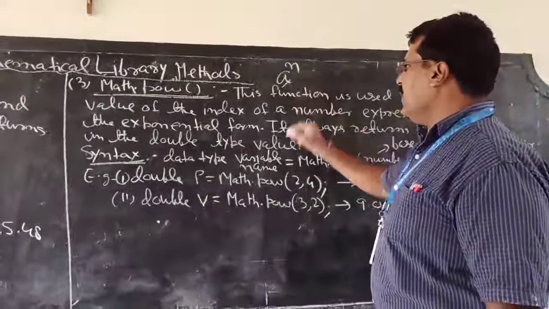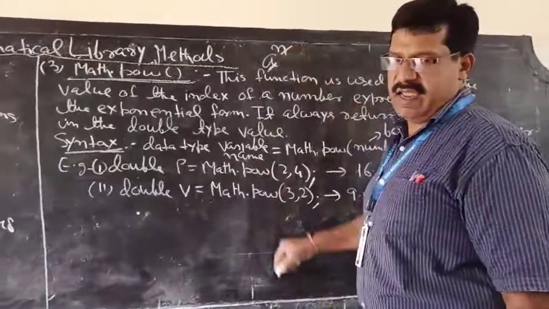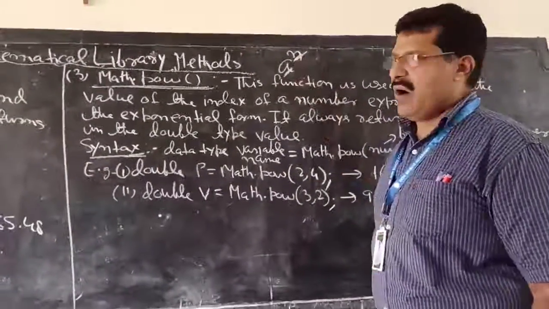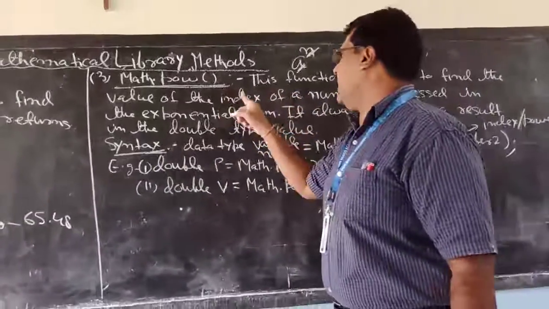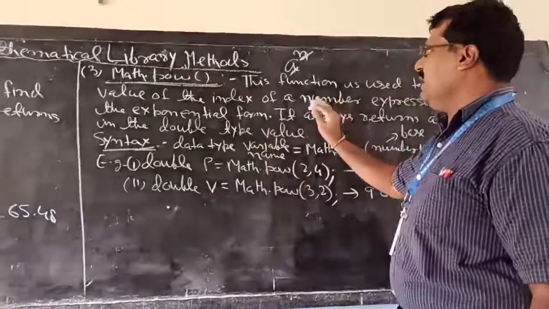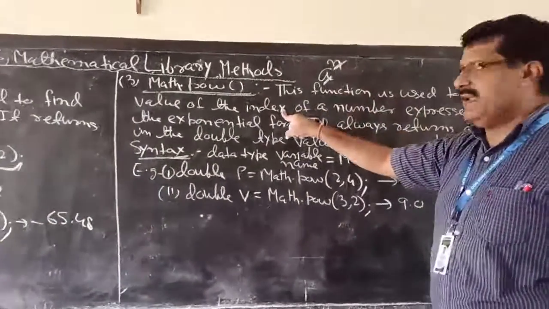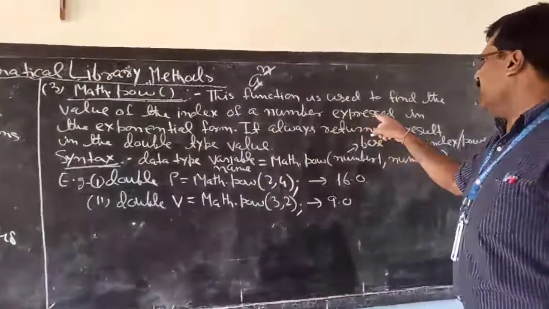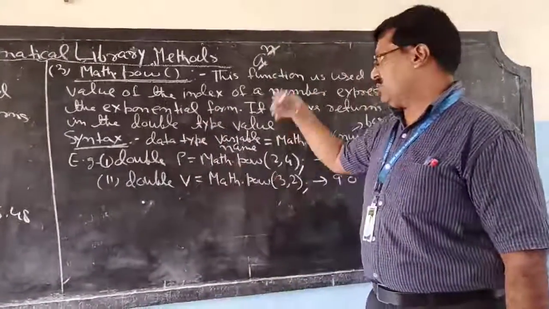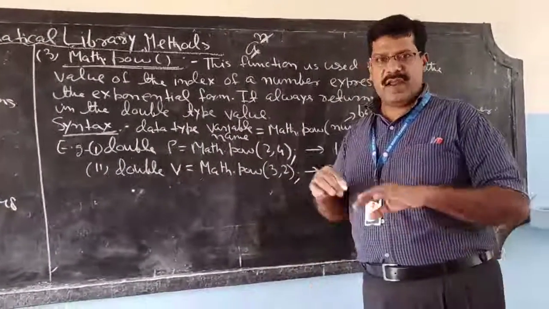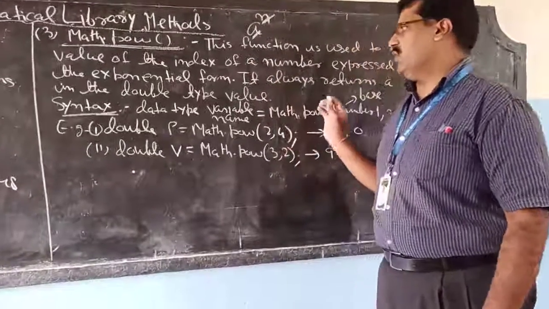Here a is the number and n is the index. The n is called index or power. So this function is used to find the value of the index of a number. Once again, I make it clear. The number is a and the power value is called the index. So it is the index of a number expressed in the exponential form. In which form? Exponential form. So if any number is in the exponent form, we can calculate the value by the Math.pow function.